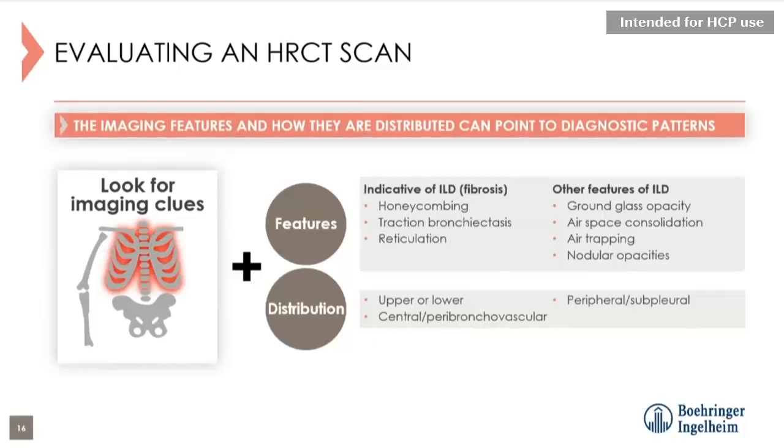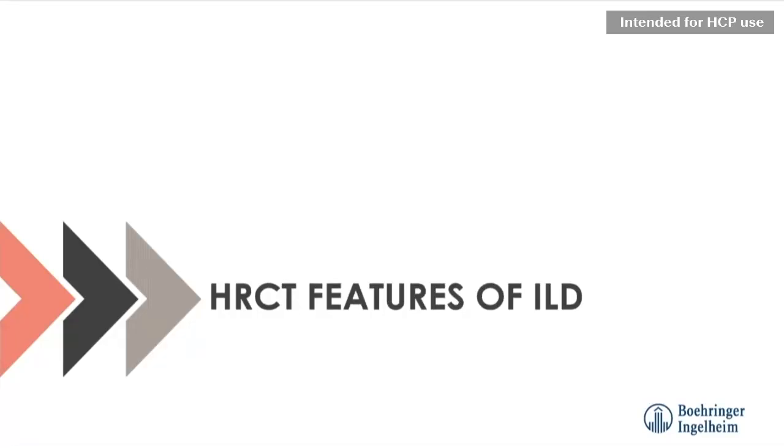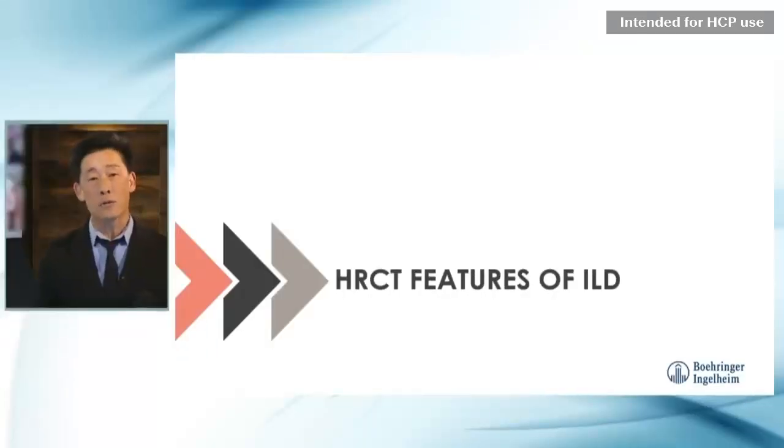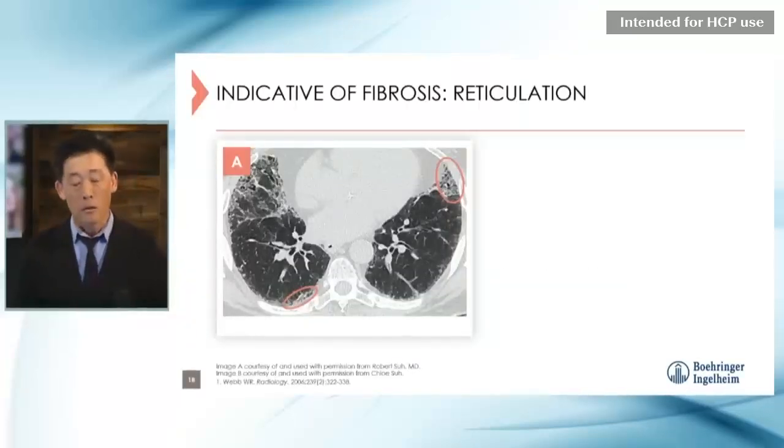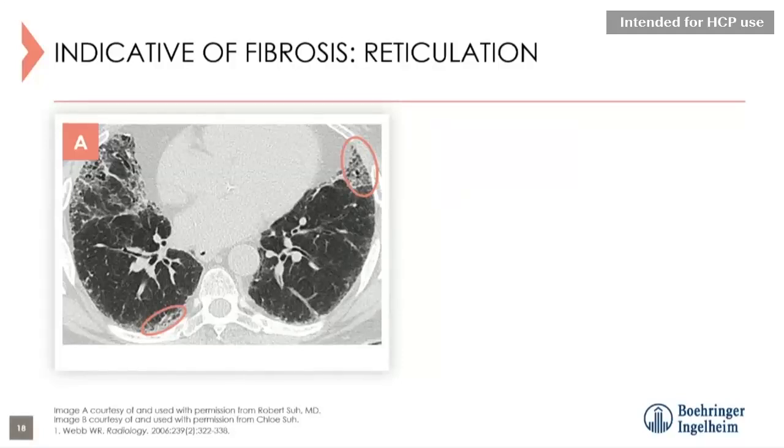So is it upper versus lower, or is it central / peribronchovascular, and we'll use those terms interchangeably, versus peripheral / subpleural. So let's look at some of these HR features of interstitial lung disease on HRCT a little bit more closely. So first of all, we have reticulation, and reticulation is the result of abnormal thickening of both the inter and intralobular septa, and collectively these linear opacities resemble a mesh or net-like pattern on CT.